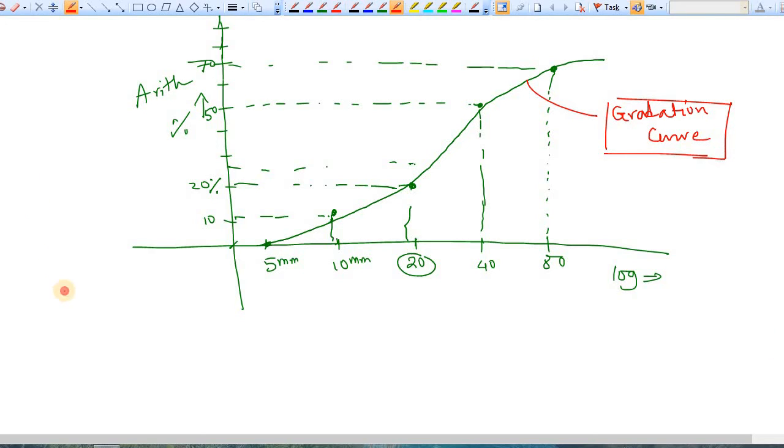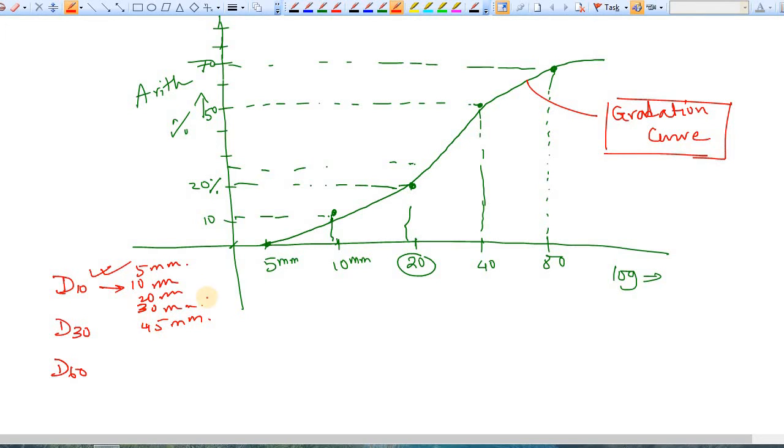What are they? First one is D10, second one is your D30, and last one is your D60. What is D10? D10 is known as the effective size of this soil. And D10 is a size. It may be any size, 10 mm or 20 mm or 30 mm. Doesn't matter. Maybe 5 mm also, or maybe 45 mm, any arbitrary value.